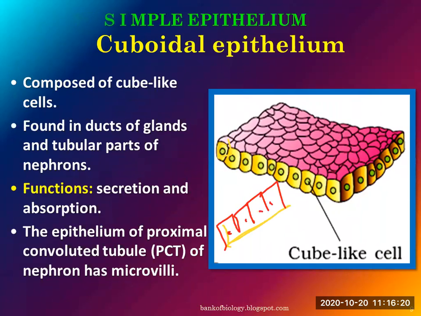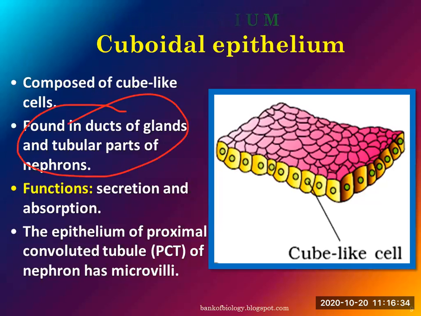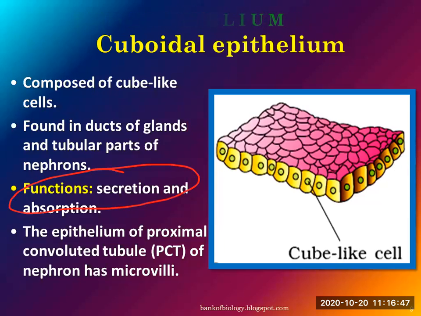So simple cuboidal, it's itself there in the name. In case of simple squamous, we said flattened cell. Now in the cuboidal, cube-like cells are present. They're found in the ducts of glands and tubular parts of nephron. To be remembered, examples are very important in the series. Function is also going to be the question here. The function is secretion and absorption.